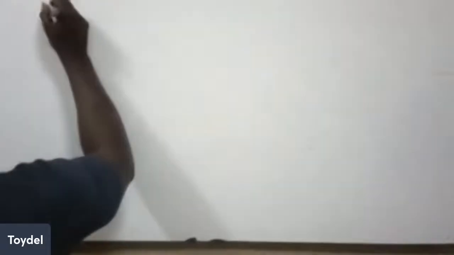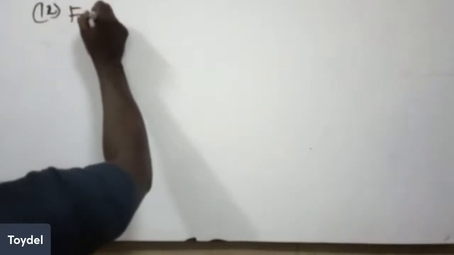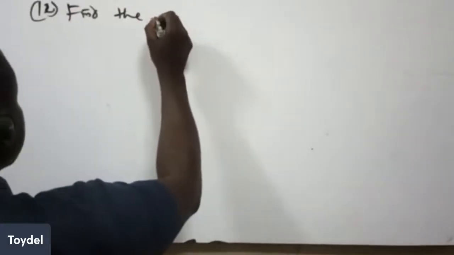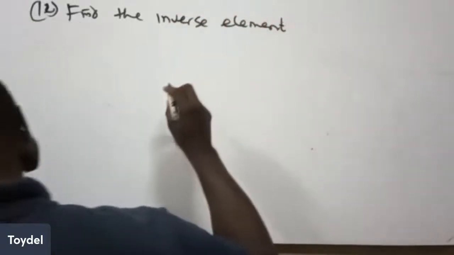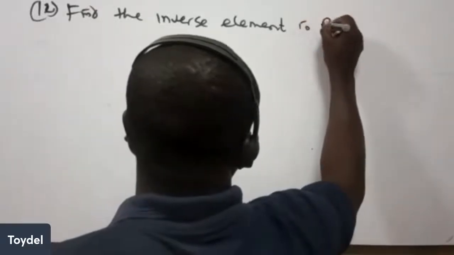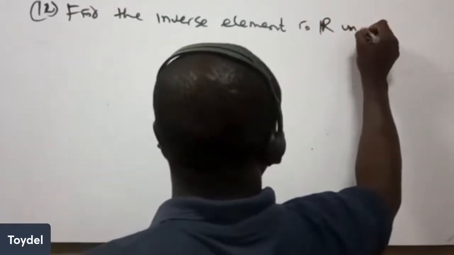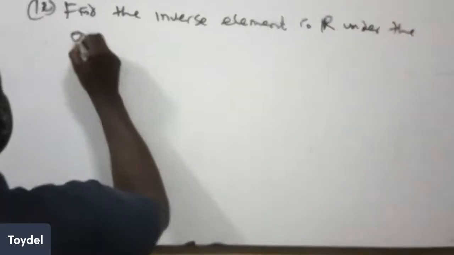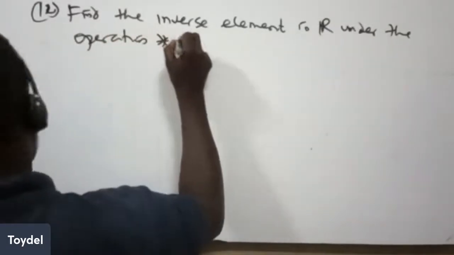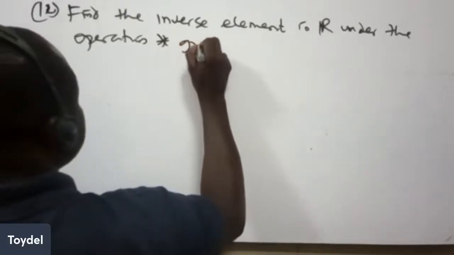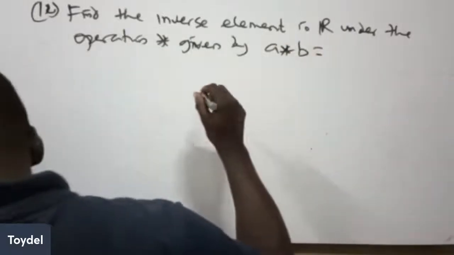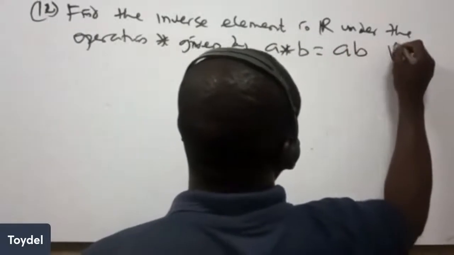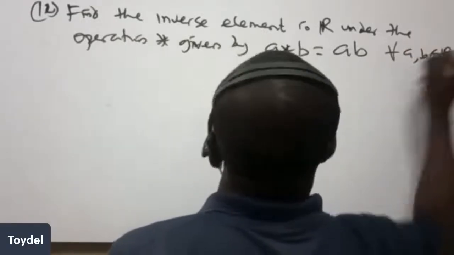So let me introduce another question, and this question is on binary operations. The question says, find the inverse element in R under the operation asterisk given by A asterisk B equal to AB for all A, B belongs to R.